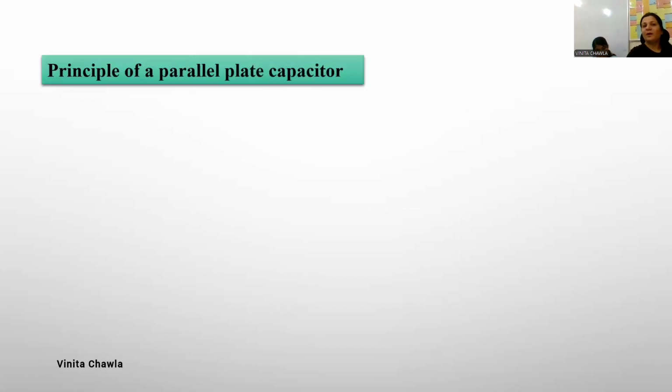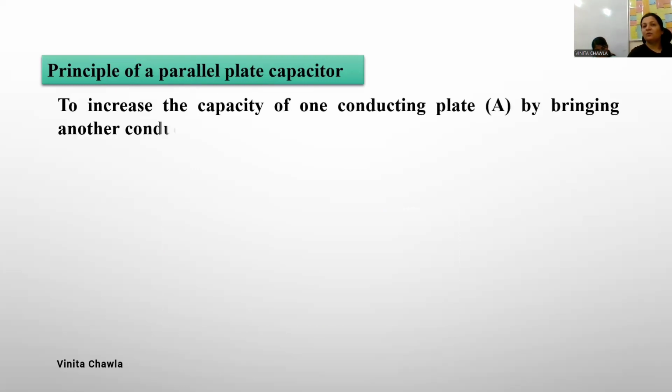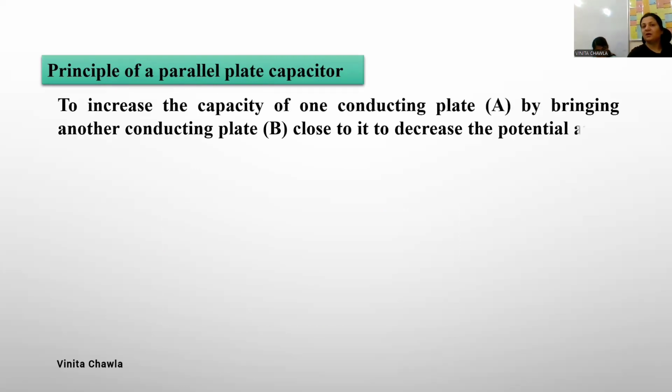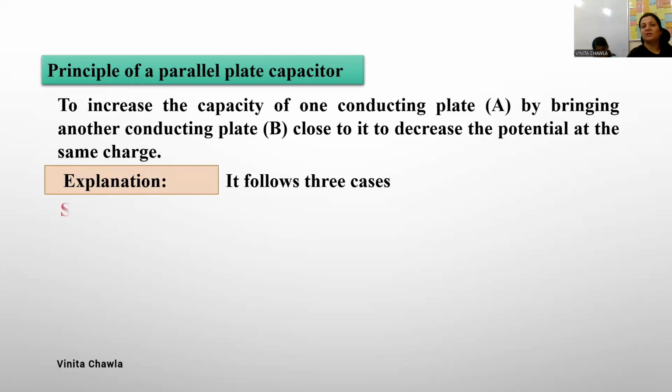Now, what is the principle of parallel plate capacitor? On what principle does it work? To increase the capacity of one conducting plate A by bringing another conducting plate B close to it, to decrease the potential at the same charge. Explanation, it follows three cases.